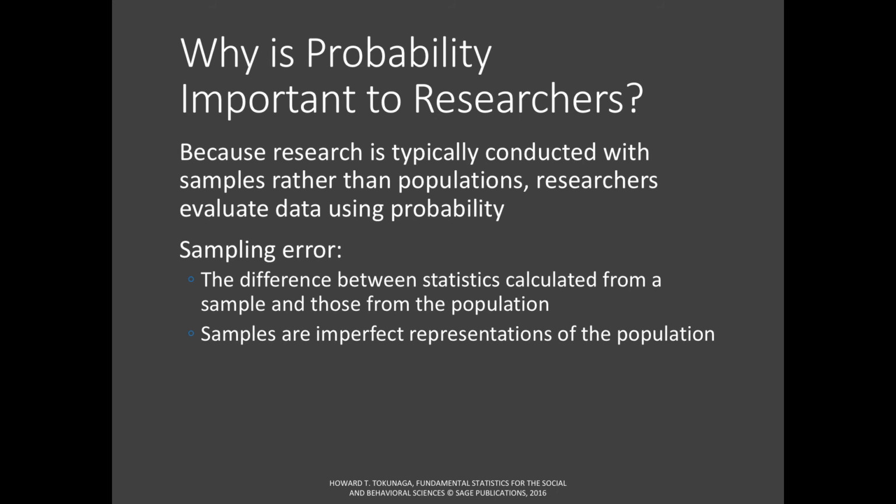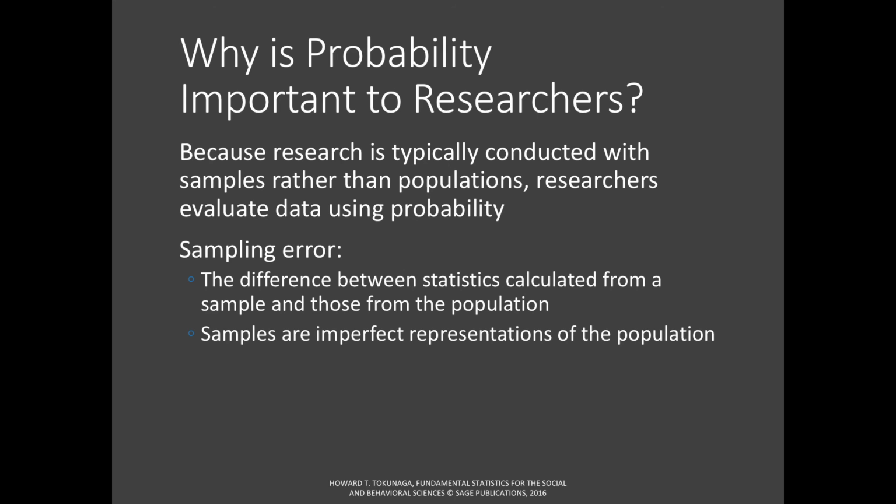But why is it important? Because we don't usually have access to the entire population, so we have to evaluate our sample data using probability. Another thing to consider is sampling error, which is the difference between those statistics you calculate on your sample compared to those from the population you're looking at.